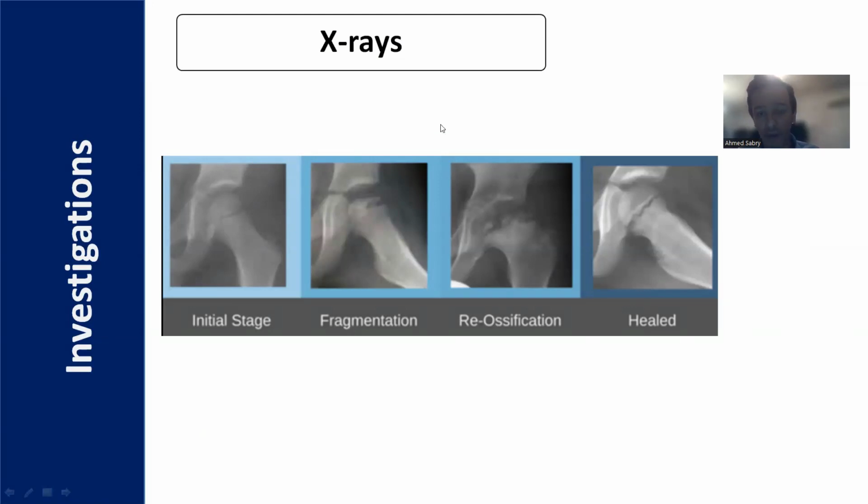These are the stages that we talked about earlier. In the initial stage, there's an increase in the joint space. In the second stage, the fragmentation, and then the reossification, where compared to the fragmentation, bone starts to form again, woven bone usually, and then the healed stage where there's subchondral calcification.